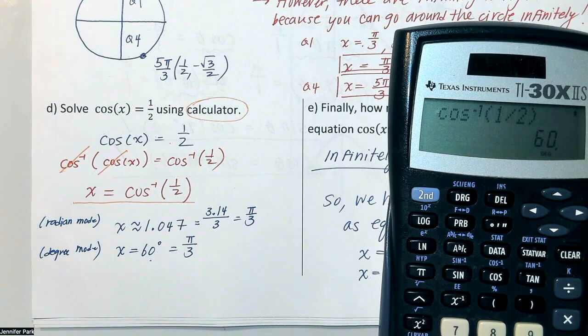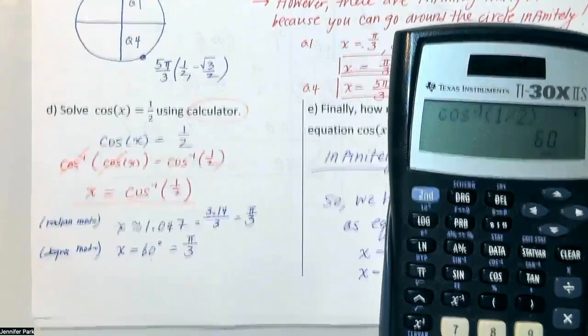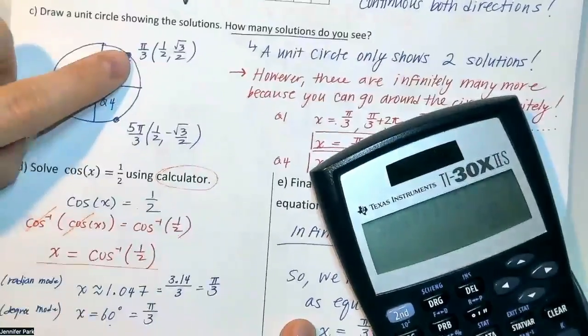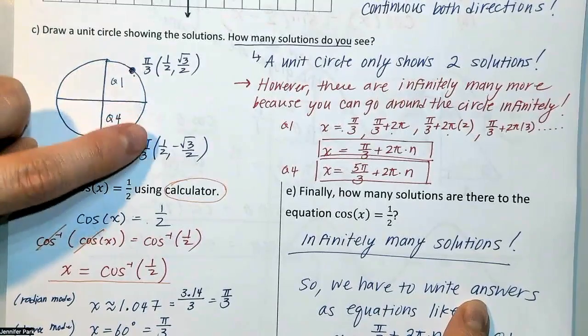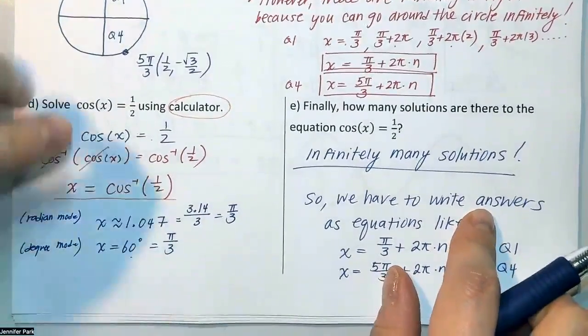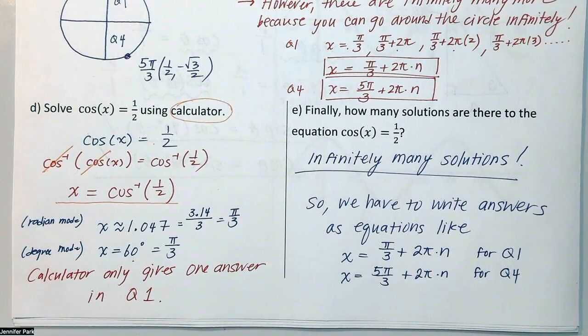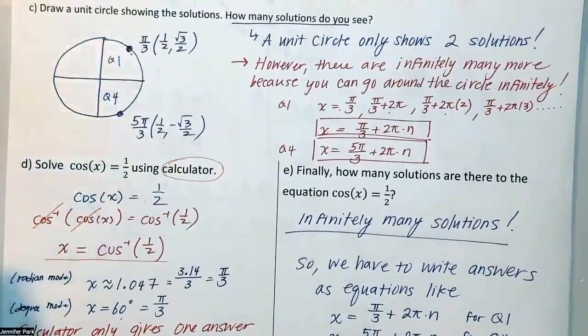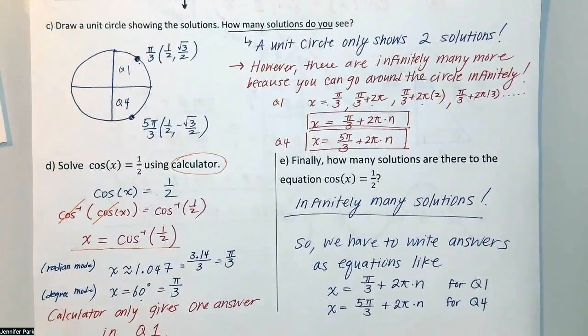But here's the thing. The calculator only gives one answer. It only gives the answer as pi over 3 radians, the answer in quadrant 1, but that's not all. Cosine is equal to positive 1/2 also at 5 pi over 3. And this is the issue. The calculator only gives one answer in quadrant 1, so you can't rely on it solely. The calculator is not going to give you all the answers that you need to find.